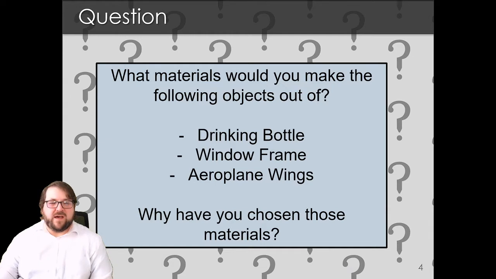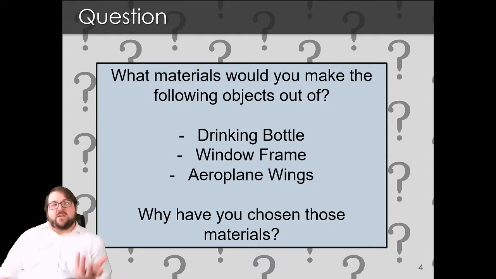If you were going to replace drinking bottles and window frames, aeroplane wings, what materials would you make them out of? And you might choose the ones that are already chosen, but just take a second to pause and have a think. And I want you to think, why have you chosen those materials? Okay, so you might have had a few different thoughts about each one.